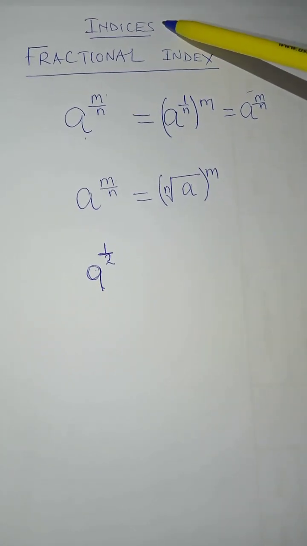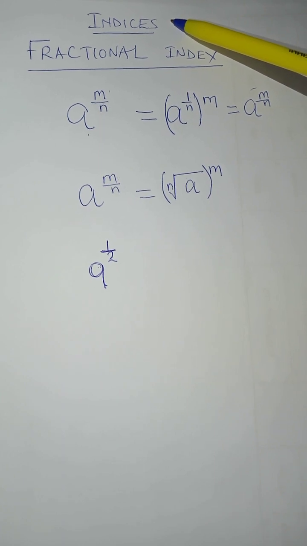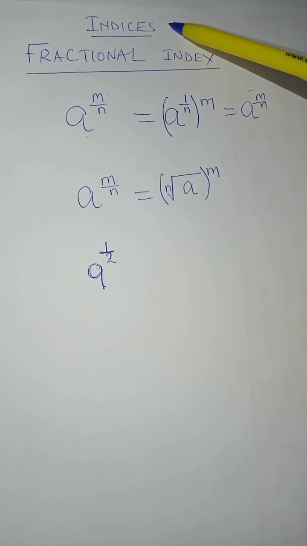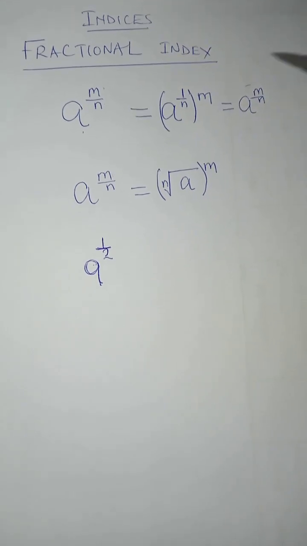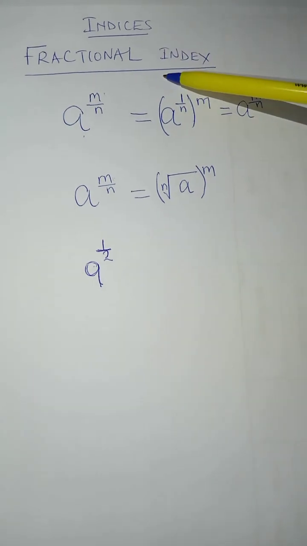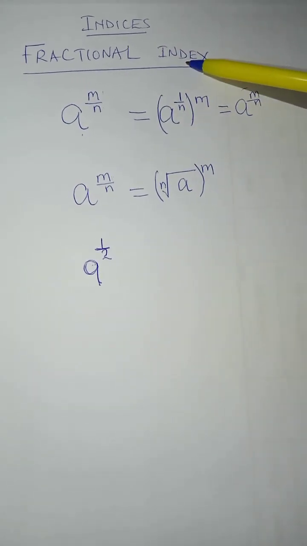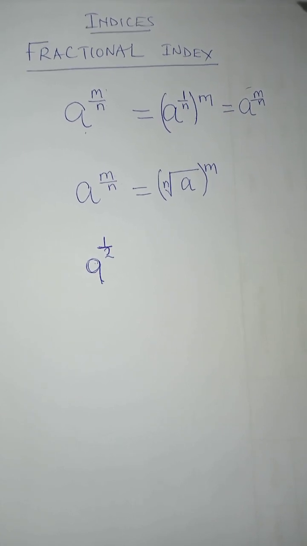Today let's look at indices. Under indices we have three main laws: law of multiplication, law of division, and law of double power. In the same topic we have other concepts that come in. One of them is here with us, the fractional index. We also have the zero index and the negative index.